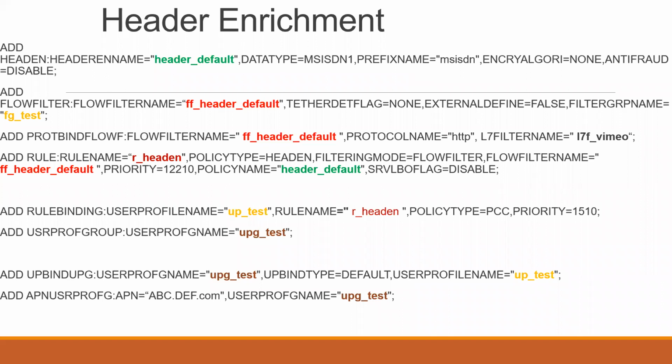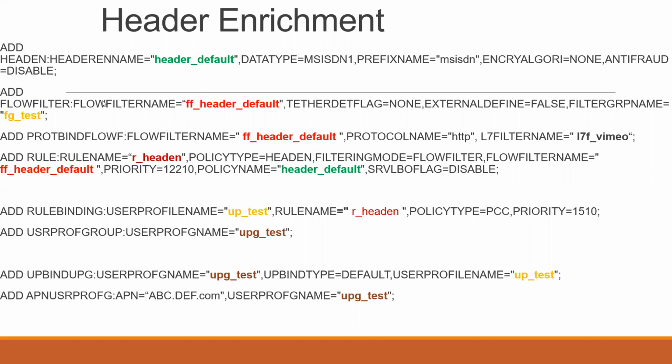Right. So you need to add the MSISDN to any incoming request. So you create a header name by the name of header default. It can be any name. And the prefix you specify is the MSISDN, and the header type that needs to be inserted is MSISDN. You can insert numerous information in header enrichment. You can add IMSI, MSISDN, and IMEI, and there is a list of information which you can get from edX, where you can add this information as part of header enrichment.